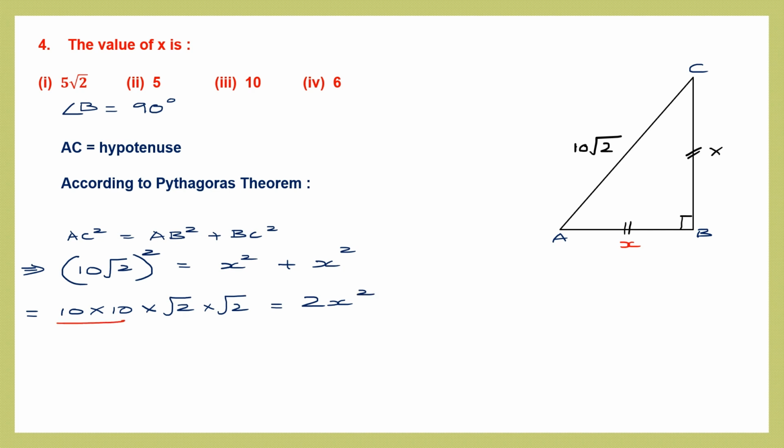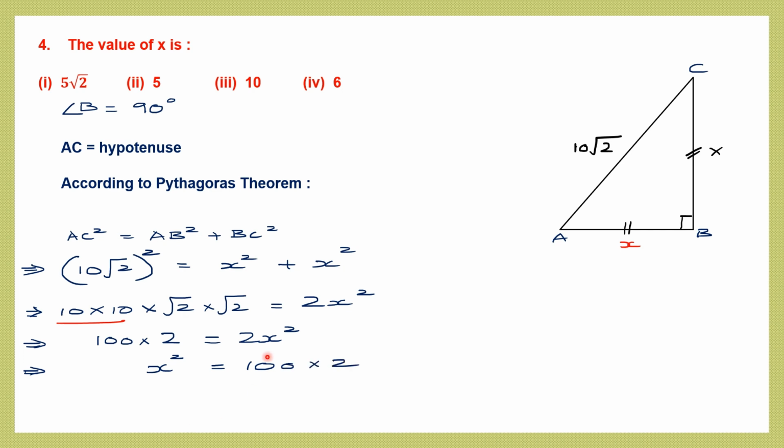10 into 10 is 100. So this is 100 into root 2 into root 2. So the root gets removed, that becomes 2. So this is equal to 2x square. Now we're going to find the value of only x square. So we're going to leave only x square here. On the other side, we already have 100 into 2.